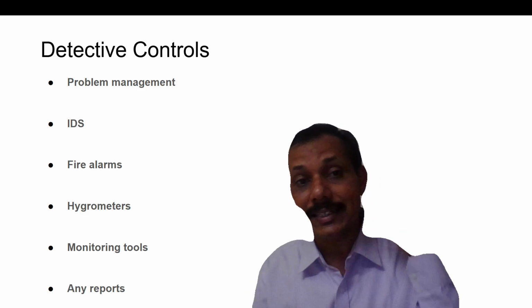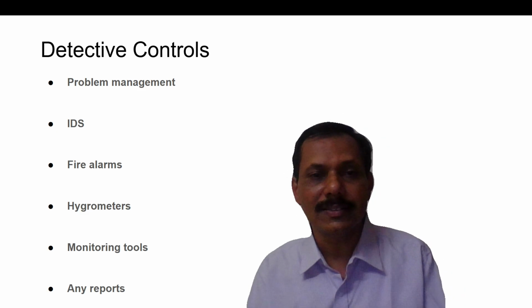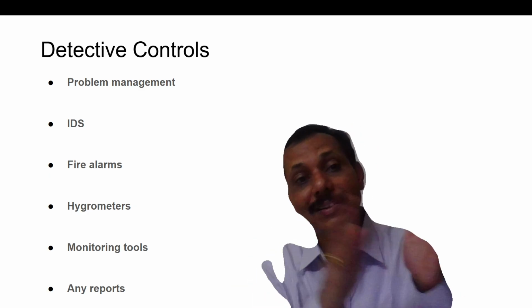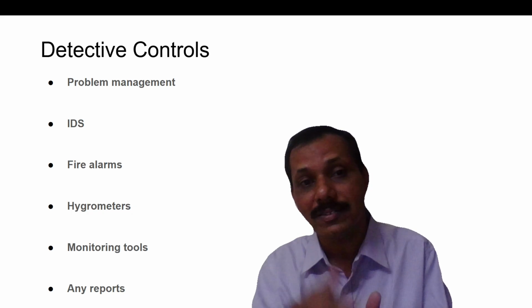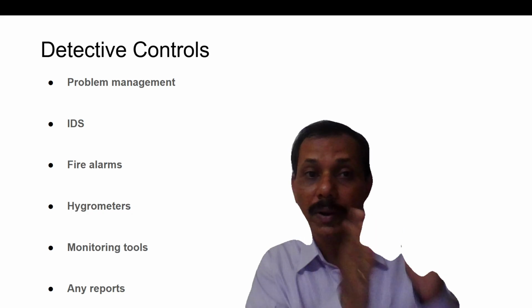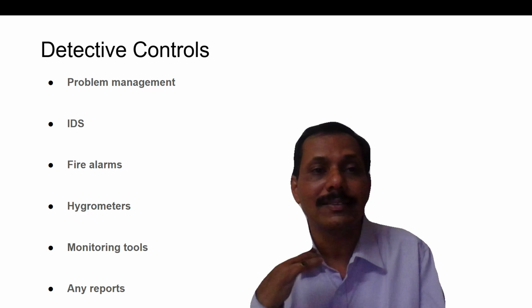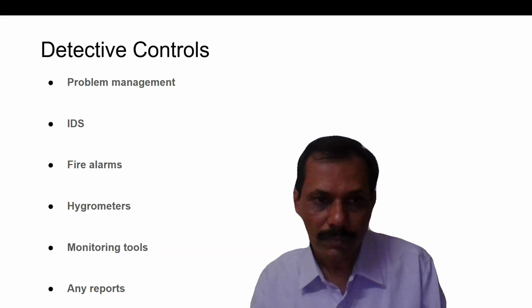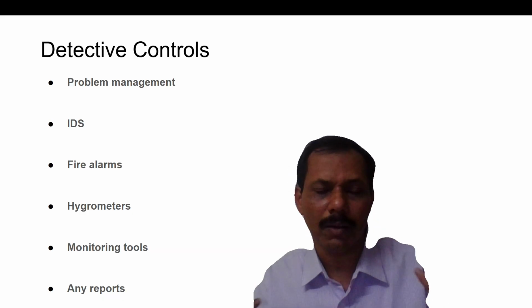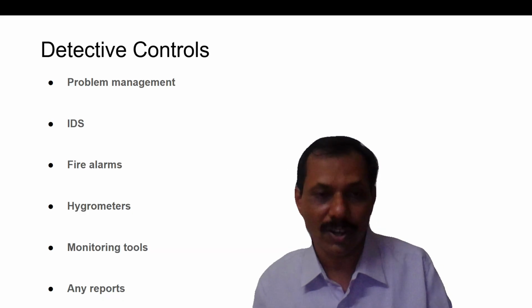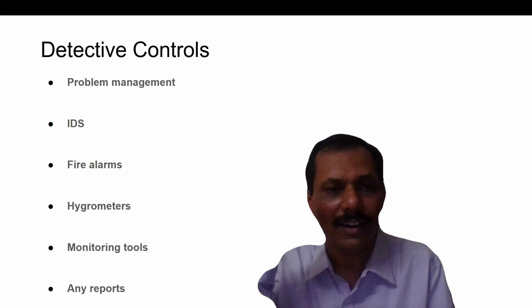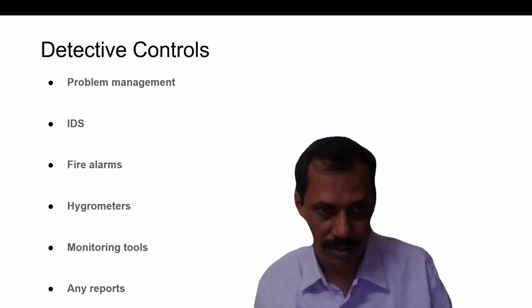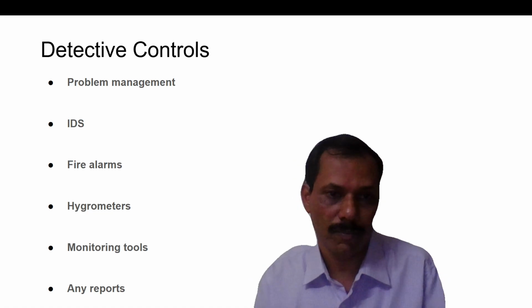IDS, intrusion detection system. IDS is a system which will detect what has happened. It cannot prevent that. IPS is a preventive control. IPS can prevent something from happening. IDS cannot prevent, IDS can only detect. So IDS is a detective control. Fire alarms. If there is any fire, then the fire alarm will go off. It will detect fire and will alert you. A fire alarm will not go off if there is no fire. So it is a detective control.